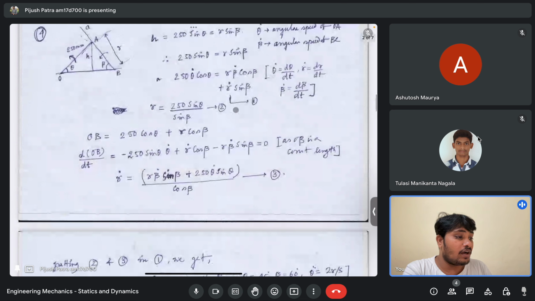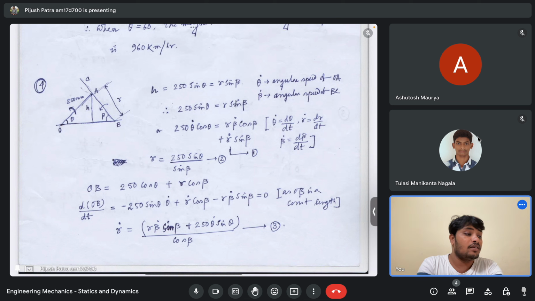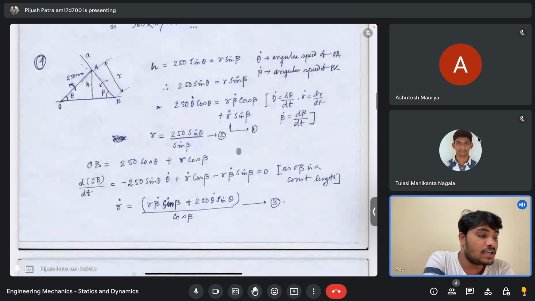Do you understand how I solved the problem using only the geometry? Within this single problem you have a lot of information, and you need to use the constraints. h is that distance. First I equated h with the two rod lengths, one of which is the variable r and the other is 250 millimeter, with their corresponding angles with the horizontal. Then I took the derivative of that. Also, the distance between point O and point B is fixed, so I used that expression too, and using the three expressions I calculated beta dot.